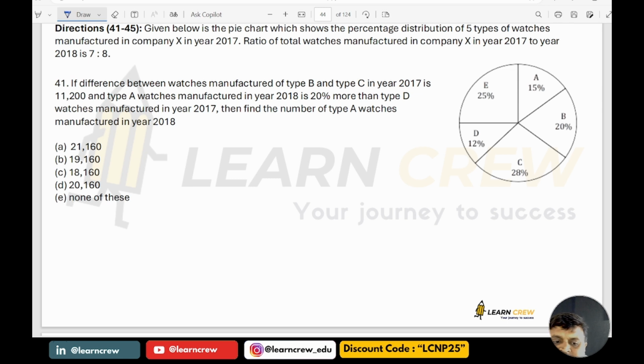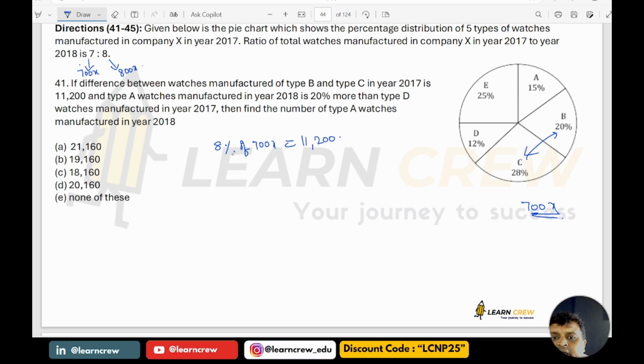Please see here. This total 7 parts I am taking as 700x, then 8 parts would be 800x. So the total watches manufactured in the year 2017 I am taking as 700x. Now, if you observe, the difference between the watches manufactured of type B and C, 28 and 20, is 8%. 8 percent of total 700x is given as 11,200.